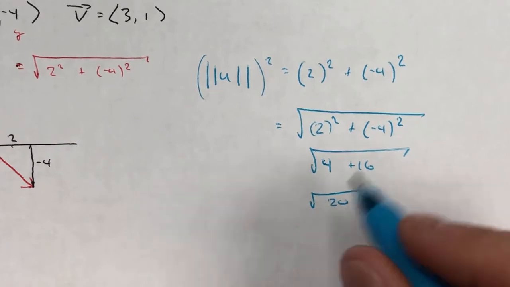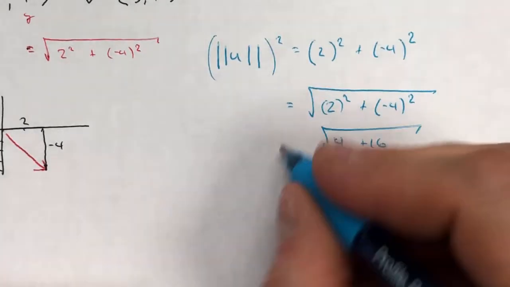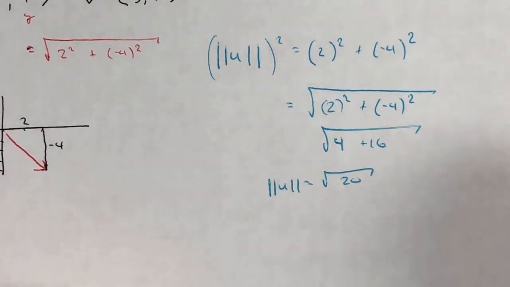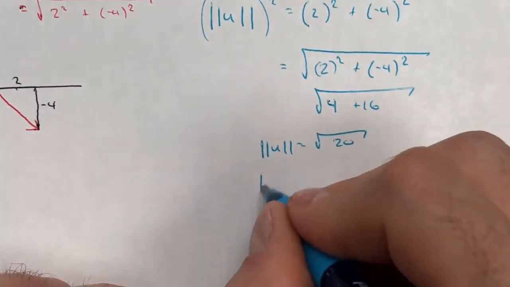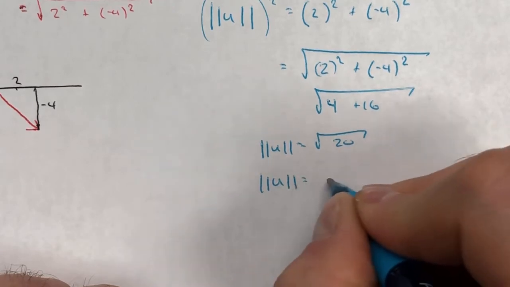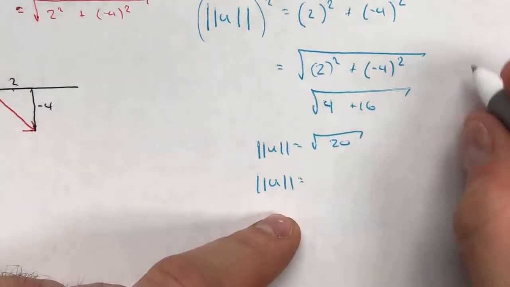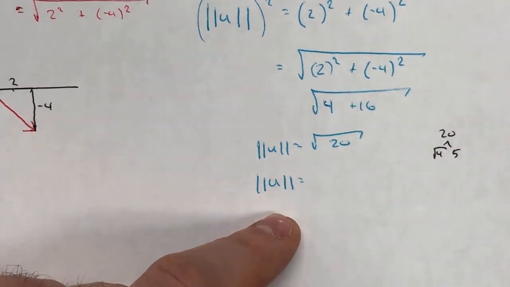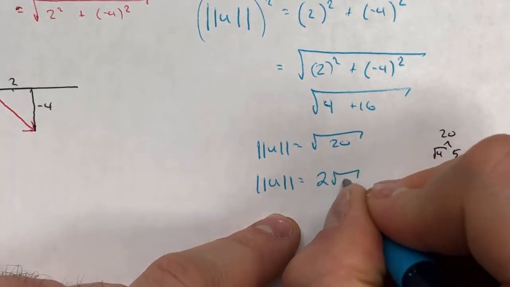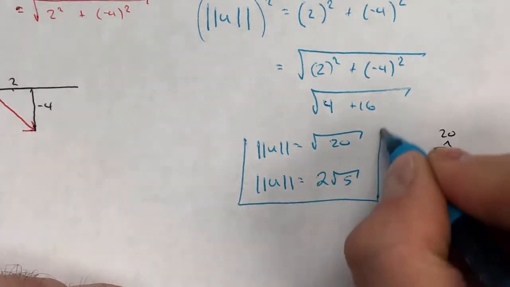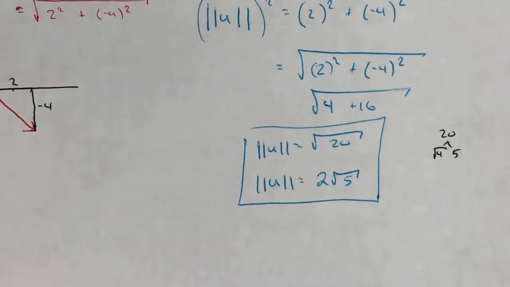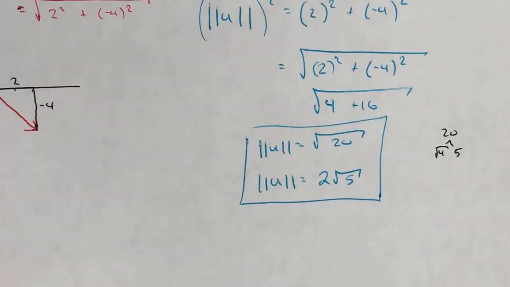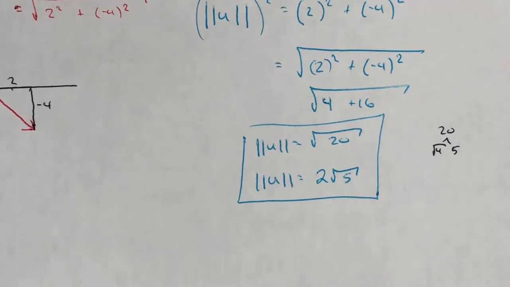If I want to simplify that, I have 2 possible answer choices. I could say the magnitude of u is root 20, or I could rationalize that and say the magnitude of u is equal to, let's come over here. So 20 is 4 and 5. I know the root of 4 is 2 root 5. Awesome. So the magnitude of u is equal to either one of those, unsimplified or fully simplified. Okay. So that was 9.